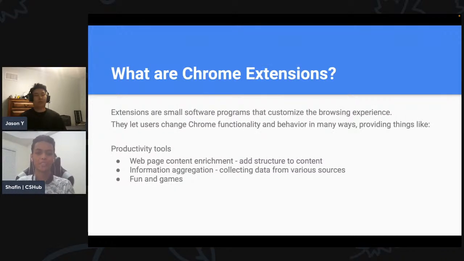Okay. So what are Chrome extensions? Extensions are small software programs that customize the browsing experience. How does it do that? By changing the functionality and behavior of a web page or an extension. Then there are productivity tools. We have web page content enrichment, which adds structure to content. Then we have information aggregation, which is collecting data from various sources. And finally, we can have fun, and we can also play games with extensions. Isn't that cool? Okay, let's get back to Jason again.